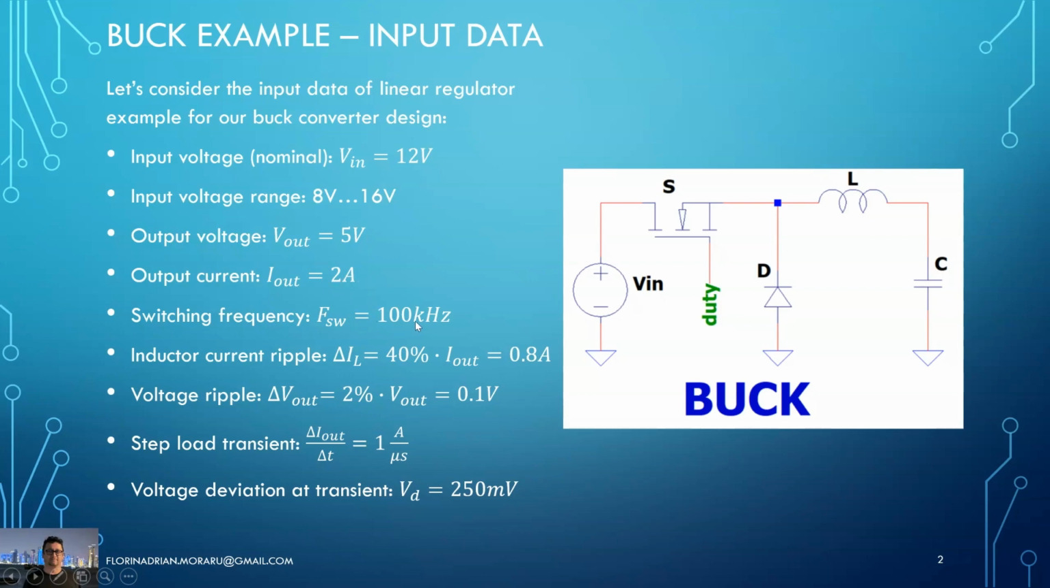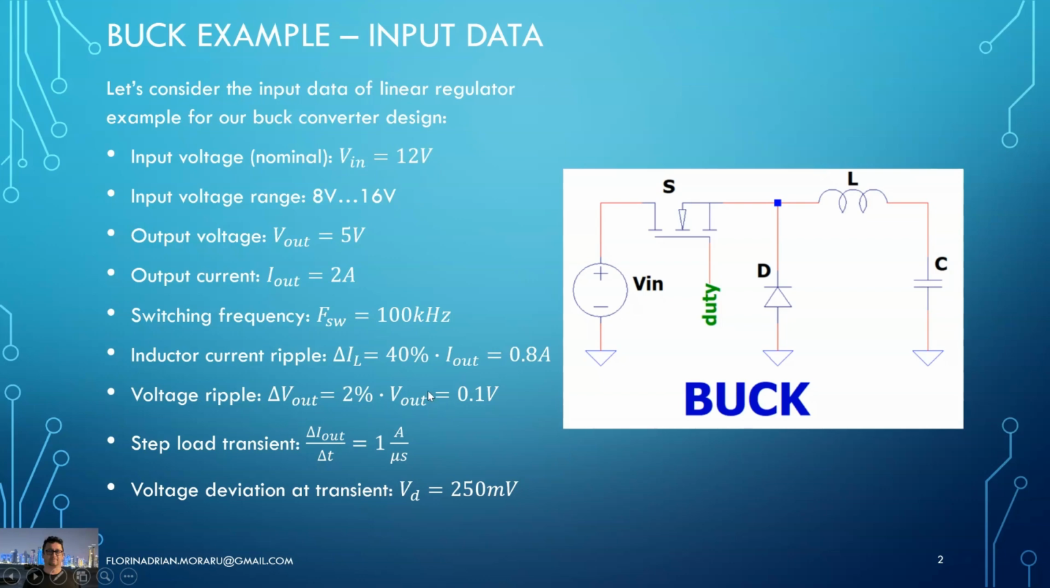At the output, we select the switching frequency as being 100 kilohertz. We want to have an inductor current ripple of 40% of the maximum output current, and this inductor current ripple will be valid for the nominal input voltage.